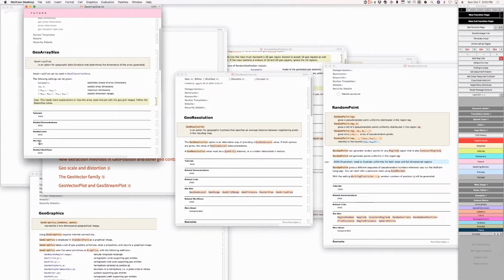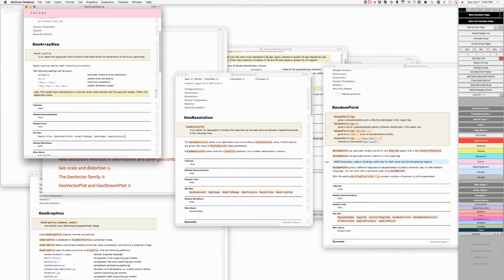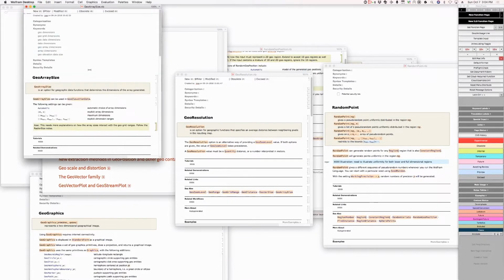Okay, so see also for geo, so that we want to see geo resolution. Well, raster size. Mm-hmm. Geo resolution, then what? Geogrid range. Geo range. And perhaps geosum level. Okay.